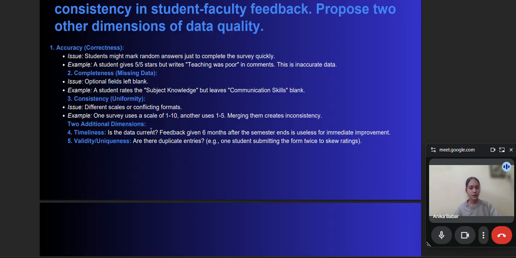Now we have two additional dimensions. First, timeliness. Is the data current? Feedback given 6 months after the semester ends is useless for immediate improvement. Validity, uniqueness. Are there duplicate entries? Example, one student submitting the form twice to skew the rating.